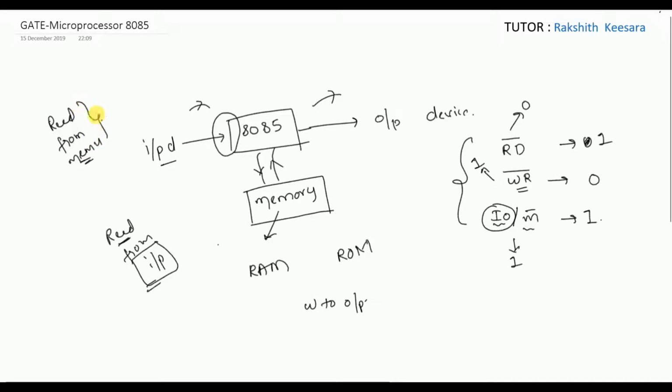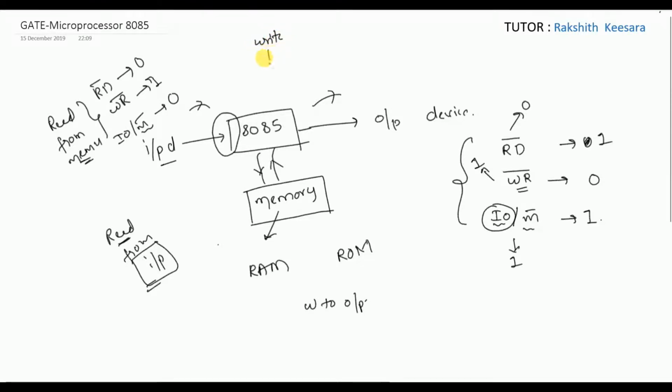So I need this operation now. What will be RD bar? 0. What will be WR bar? 1. And IO/memory, what will be this? 0, because I need from memory. Memory is an active low signal. So guys, now you write this code for write to memory.